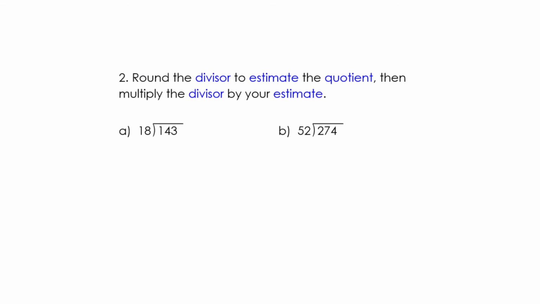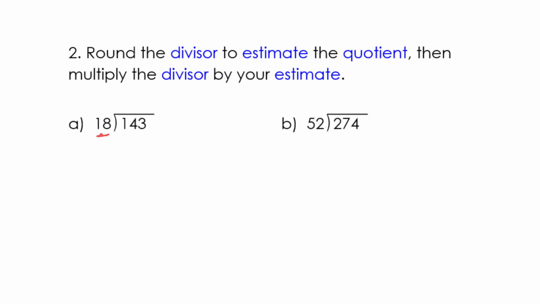Okay, this is a very tricky concept. So obviously you have a calculator, which I encourage you to use, but this is what's happening when you are doing this. Like when you see people do math mentally in their heads, this is what they're doing. So round the divisor, which is this, to estimate the quotient, which is the answer.